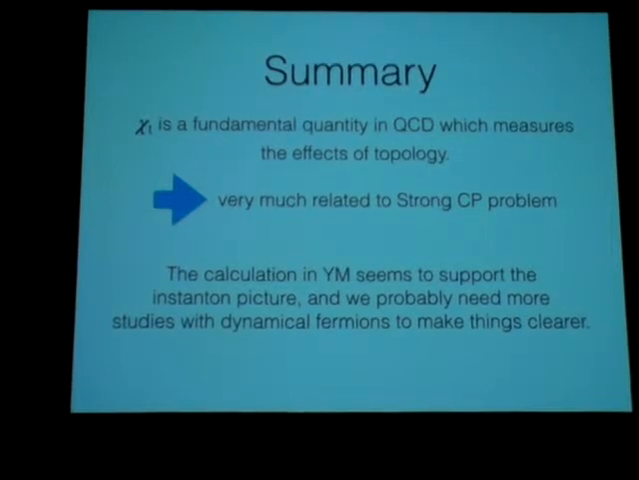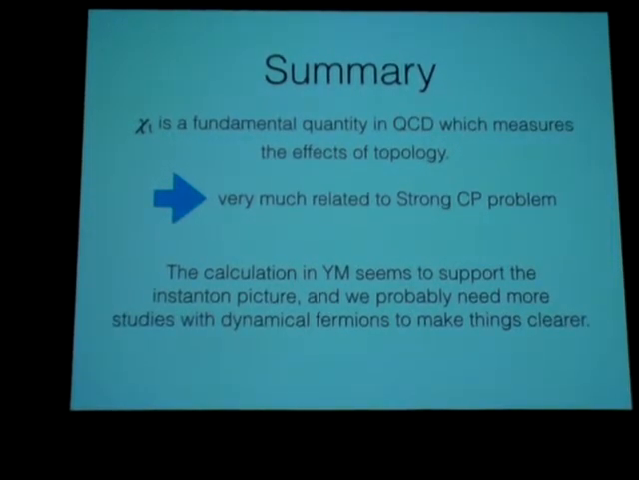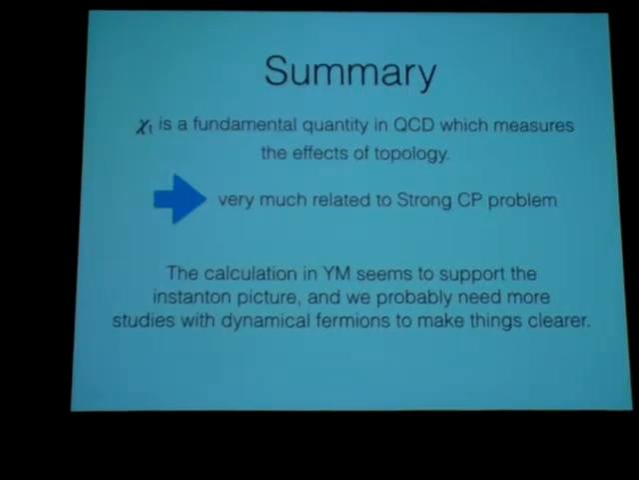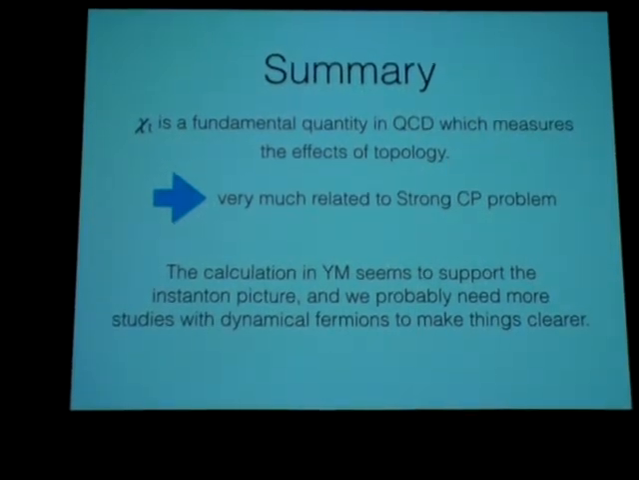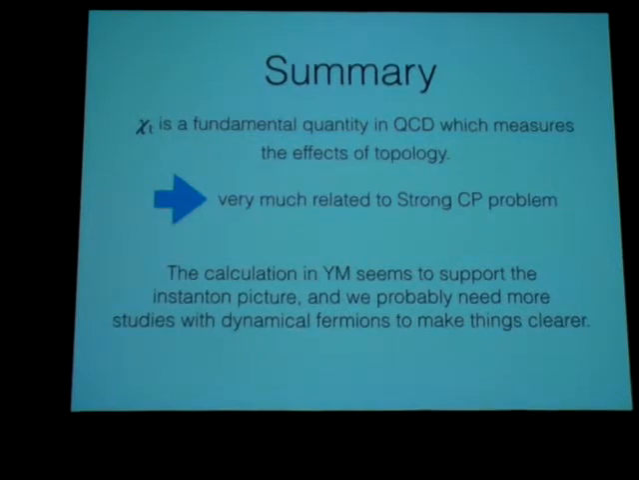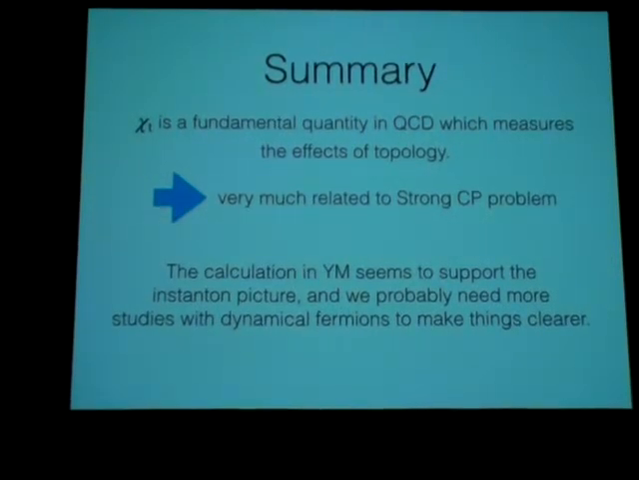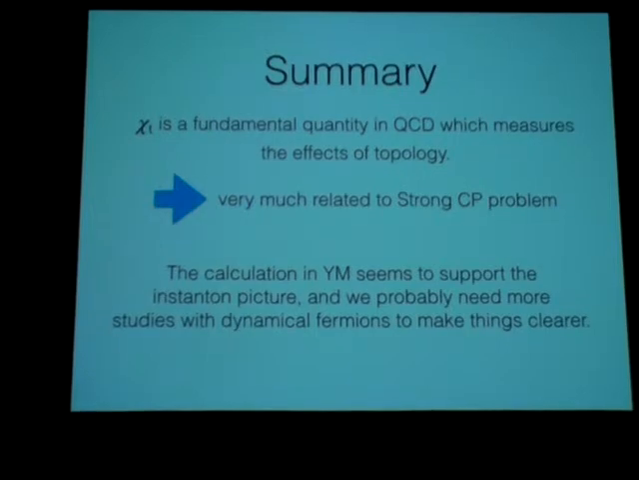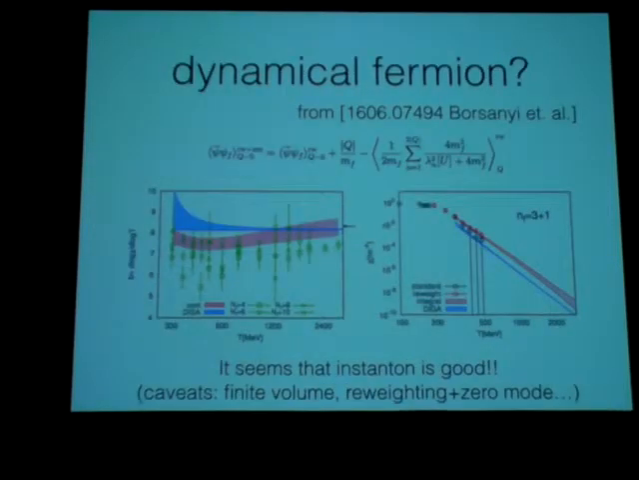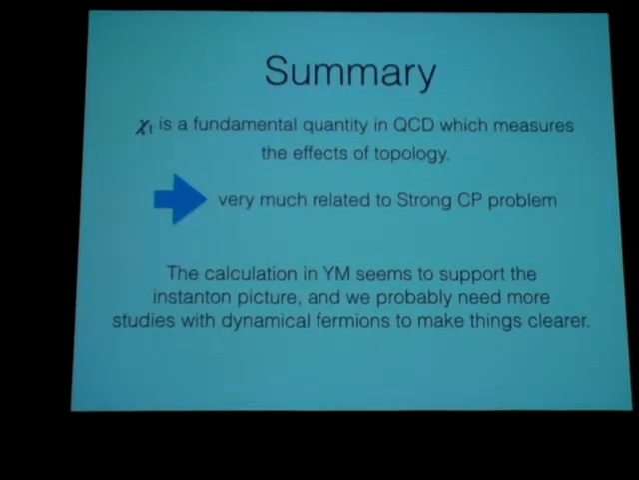And somehow, is there an alternative approach where we could try to use the fact that when theta is non-zero, CP is broken? You could work at a non-zero theta and just look for CP breaking. Is that an alternative approach? Because somehow here you're not really benefiting from the fact that theta breaks a symmetry.